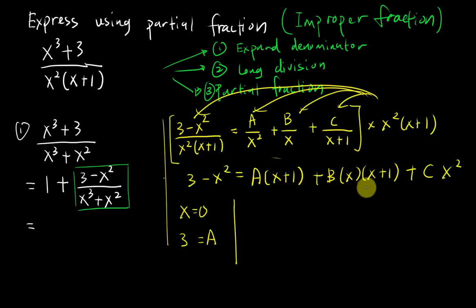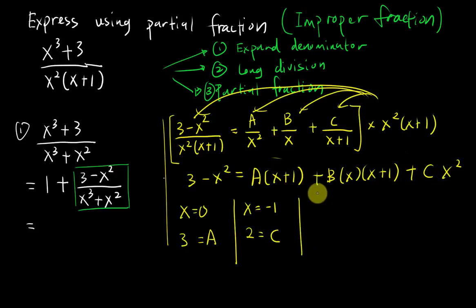Alright, then I want to make the x plus 1 become 0, so I will assume my x equals negative 1. If my x equals negative 1, the whole thing becomes 0, so I am only left with the c, and negative 1 squared is just 1. So c, this one 3 minus 1, so it's 2. 2 equals c, because negative 1 squared is just 1, alright?